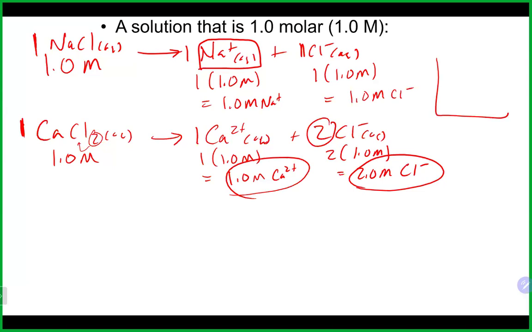Again, if you just think about it visually, when this thing goes for a swim, you get 1 calcium ion and 2 chloride ions. You're twice as concentrated in chloride as you are in calcium ions that are floating around. Hence, the concentration here is twice as much in terms of the chloride as it is for the calcium in this case.